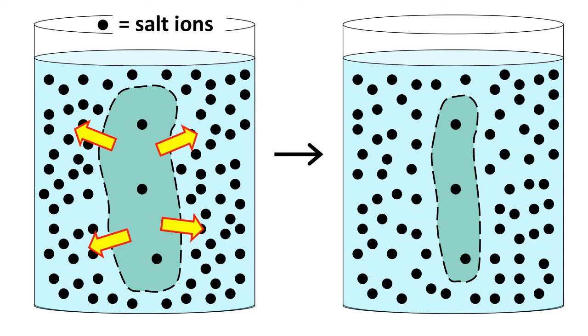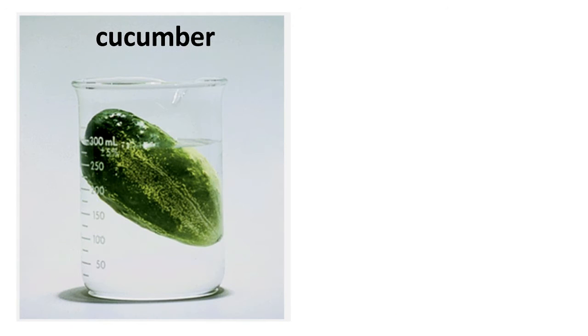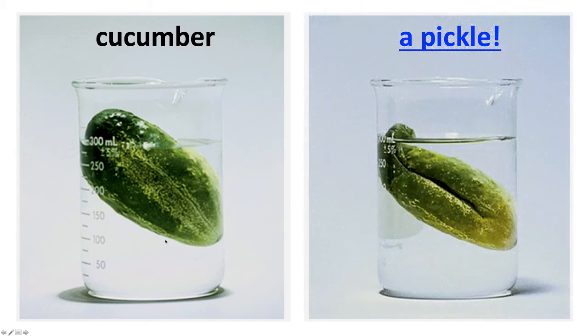And this is an actual thing that happens if you take a cucumber, and basically we can think of cells as essentially having semi-permeable membranes around them, and so the cucumber functions that way. And if we put it in a brine solution, a highly concentrated salt solution, what ends up happening is the cucumber shrinks and it eventually turns into a pickle.